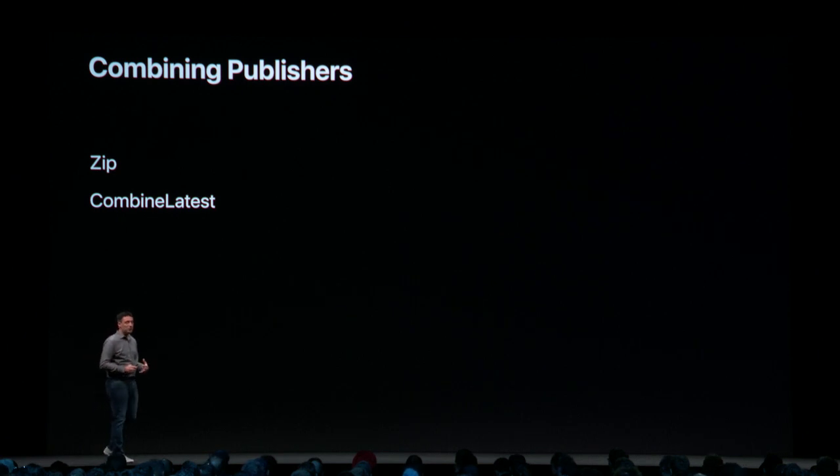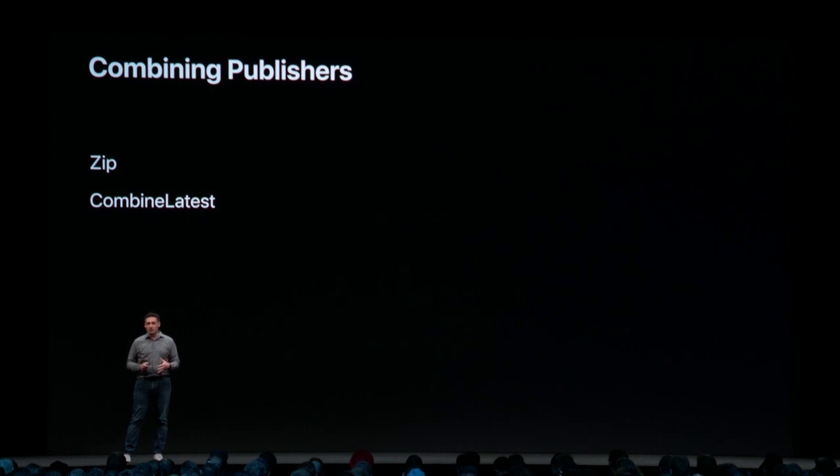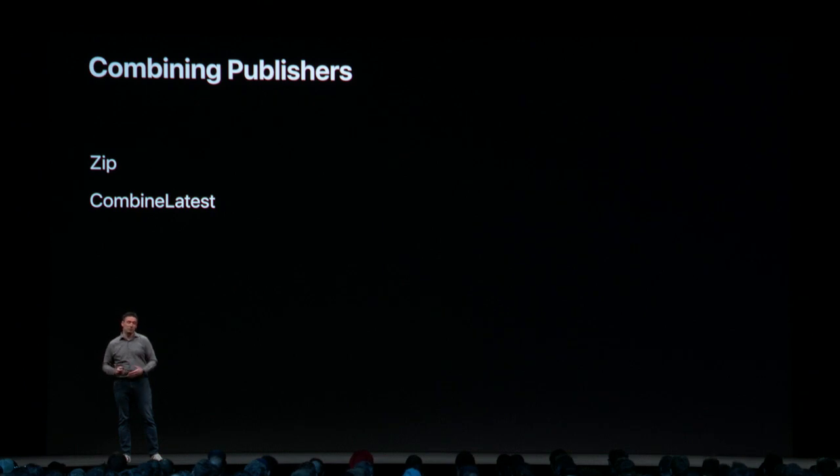Now, map and filter are great APIs, but they're primarily for synchronous behaviors. Combine really starts to shine when you're working in asynchronous world. So here are 2 more operators that I'm going to talk about that can be really useful for that.